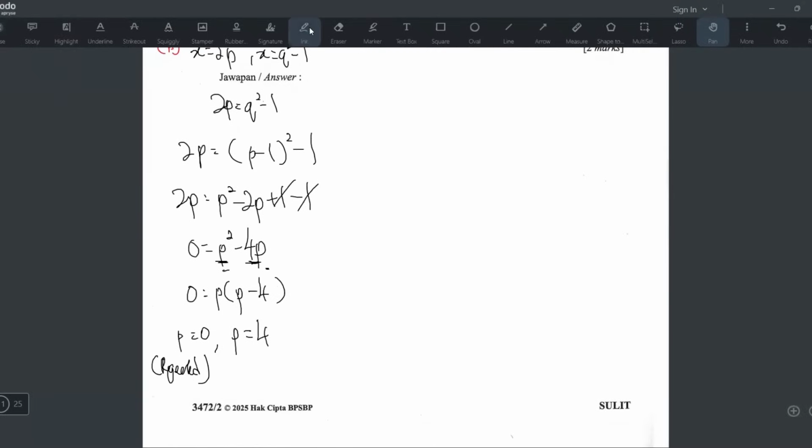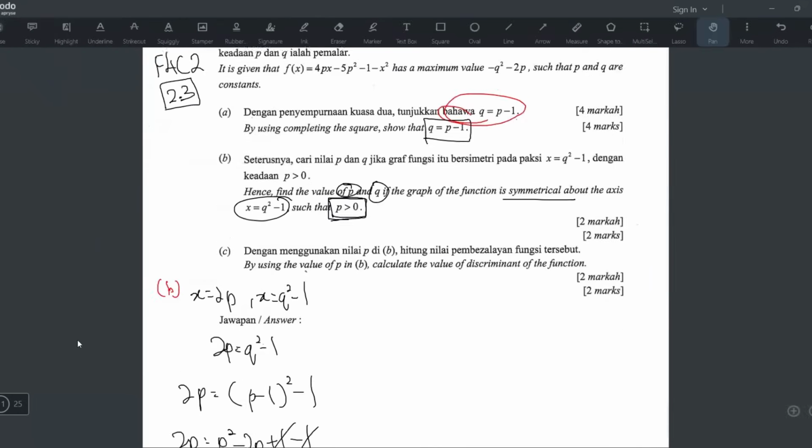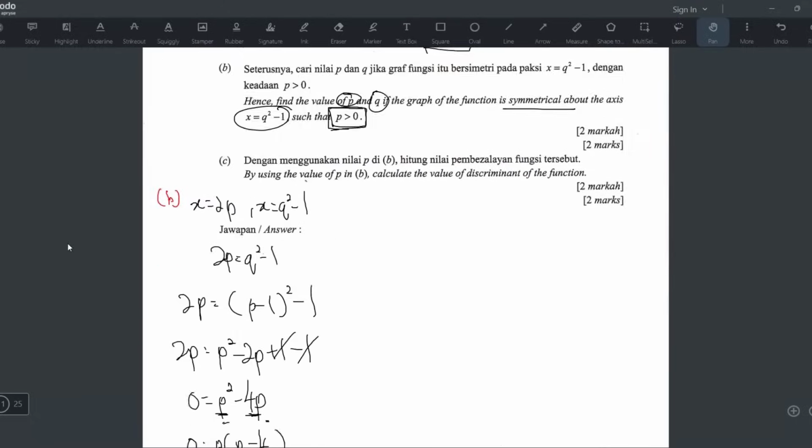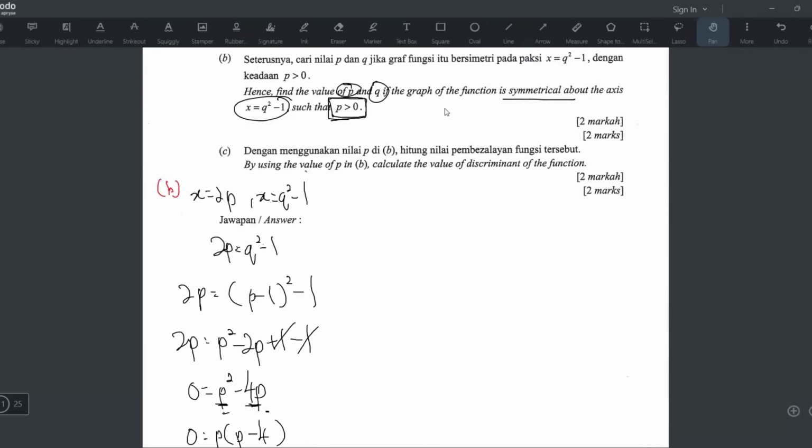Okay, but I still have to find Q. So your Q will be bracket minus 1, because remember, Q is P minus 1. From where? From here, right? Yeah, Q is P minus 1. Actually, you want to sub here also can, right? Cannot. Because if I sub here, I cannot. This one cannot. Okay, so sub the upper one.